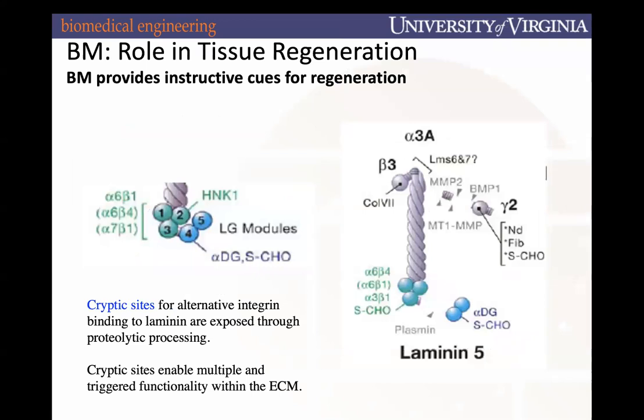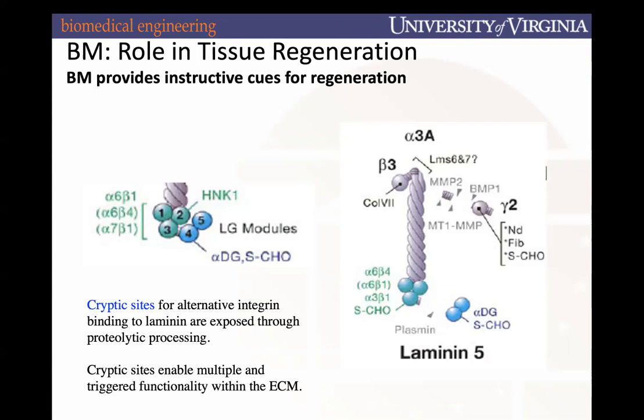We talked a little bit earlier, on an early table, about the physiological roles of the ECM. Cryptic sites are typically hidden sites that, when they're revealed, will elicit a different biological response. An example of cryptic sites is with laminin during tissue regeneration.